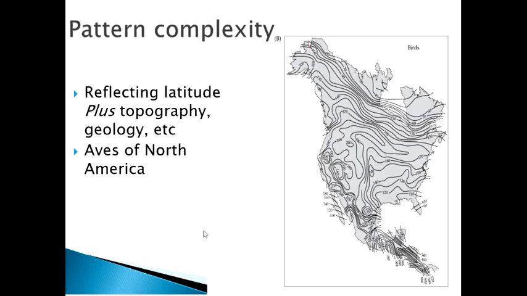So there's a pattern complexity. This picture is contouring bird, Aves diversity, and notice it doesn't just parallel latitude like the planktic forams did. There's a lot of little complexity here. There's little isolated peaks of diversity, and look at this.